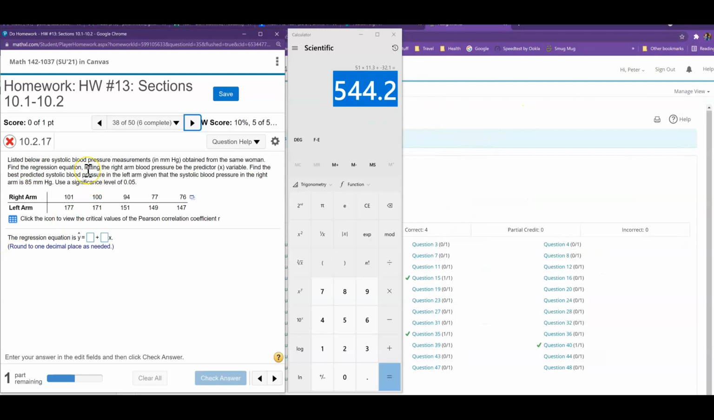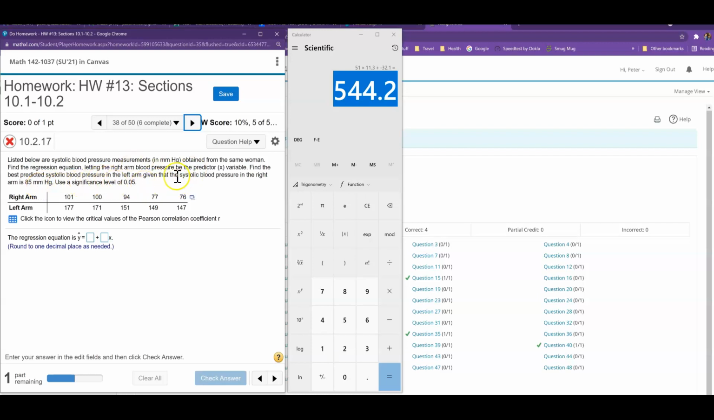Listed below are the systolic blood pressure measurements in millimeters per hectogram, I think that is, or millimeter hectograms, obtained from the same woman, meaning from right arm and left arm, I guess, at different times. Find the regression equation, letting the right arm be the x value. Find the best predicted systolic blood pressure in the left arm, given the systolic blood pressure in the right arm was 85. Use a significance level of 5%.